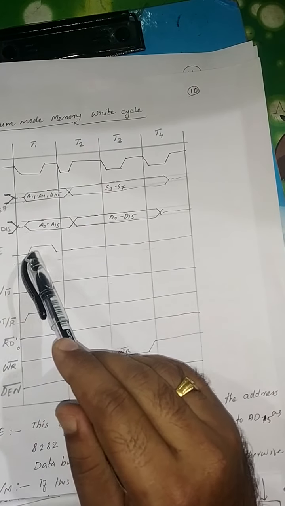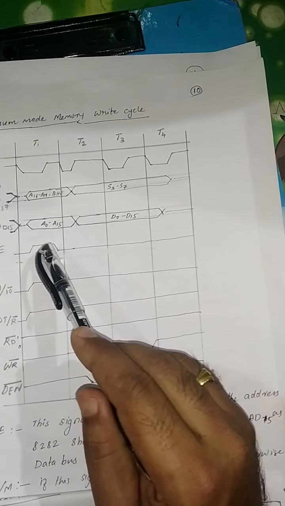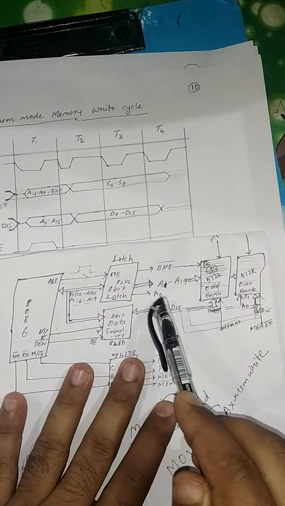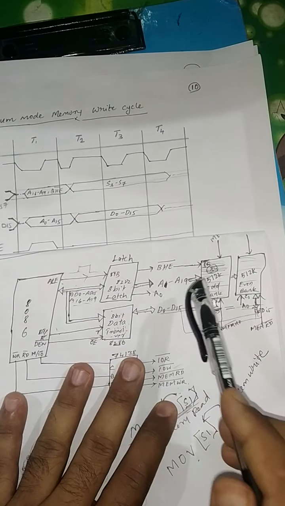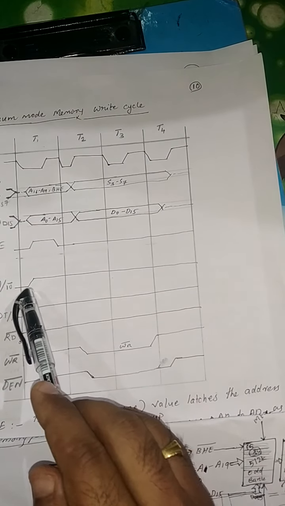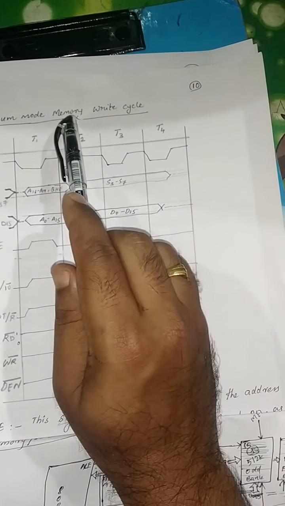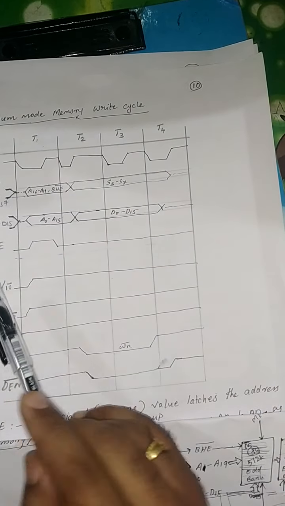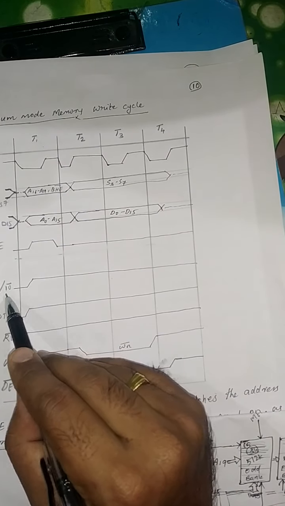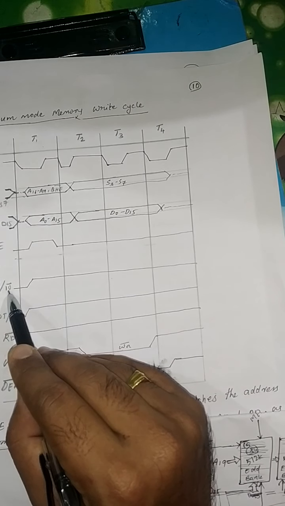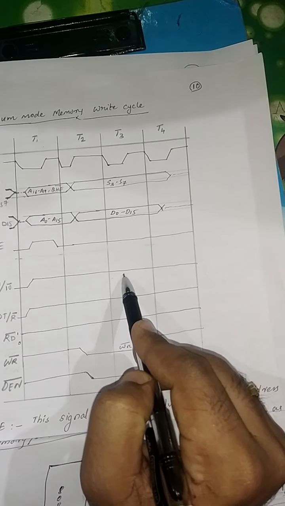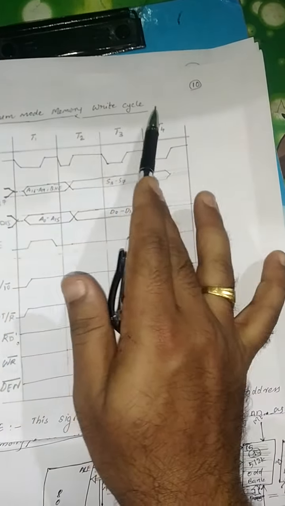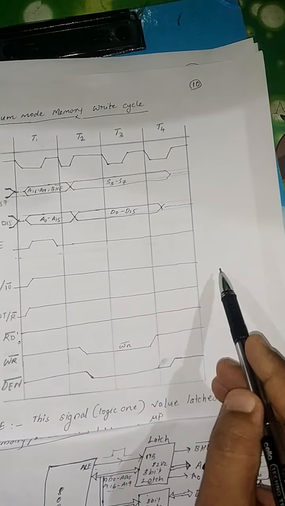As I told you, address latch enable will be high during the first clock, because you need to latch this address here, so that till the memory operation it will hold that particular address. Then M/IO bar, as I told you, it's a memory operation. So M is logic 1 and IO bar is logic 0. So yes, it is a memory operation, it should be logic 1. Suppose it was an IO write operation, it should be logic 0.